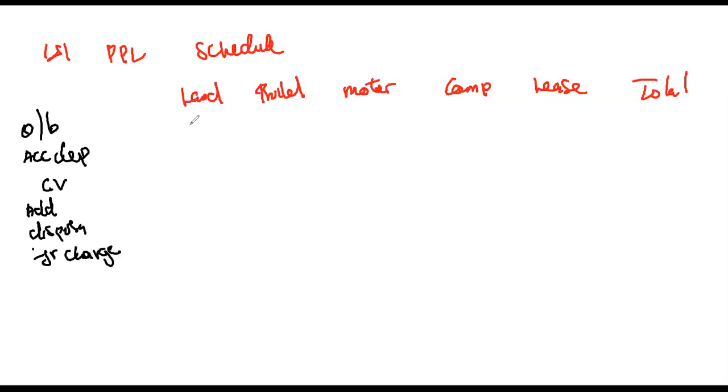So what was the opening balance for land? For land, we were told it was 40. For buildings, it was 200. For motor, it was 90. For computer, it was 30. For the lease, first we don't know. We are going to the note because there's a note on the lease. Any accumulated depreciation, you bring it here. You less.